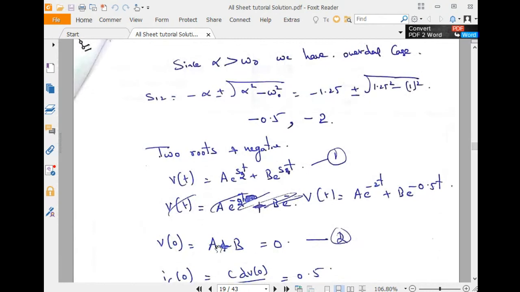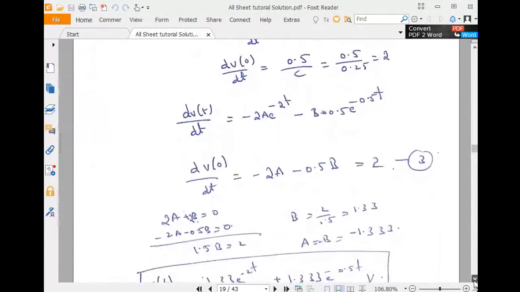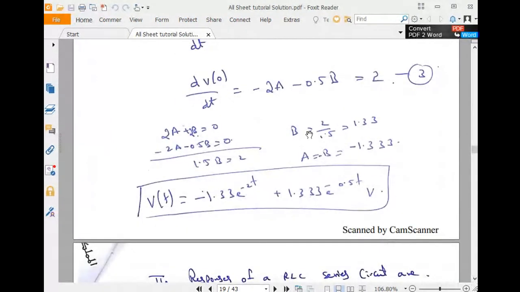Equation 2 is A plus B equals 0. By using these two equations, you will get the values of A and B. You can use elimination method, substitution method, or matrix method. You can use any method to get the values of A and B. Substitute them in the first equation. This is the final answer for this. Understand?